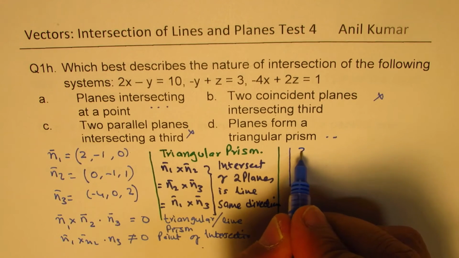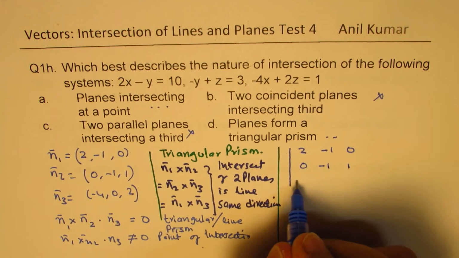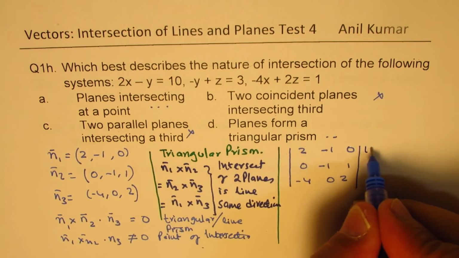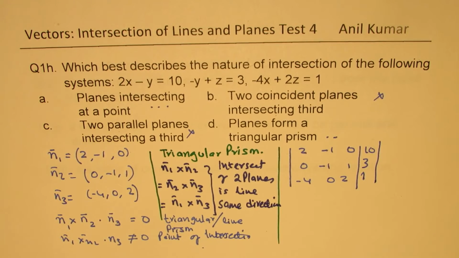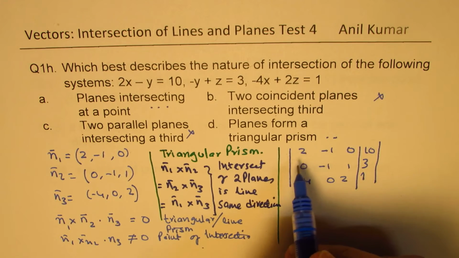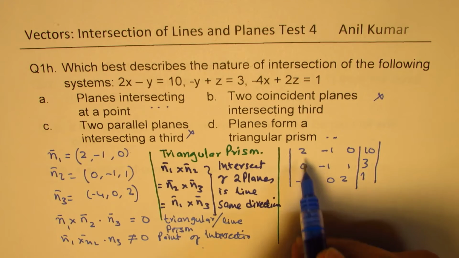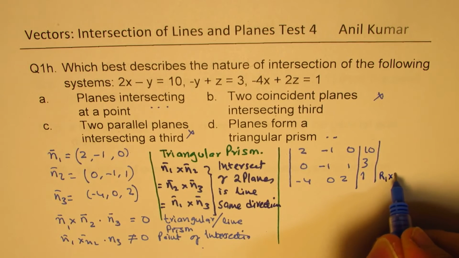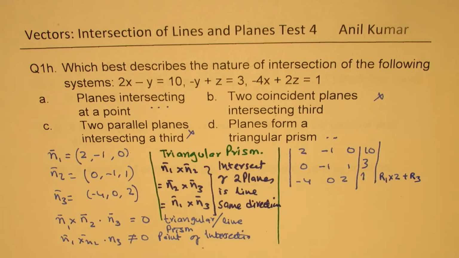So we have these two equations as 2 minus 1 0, and this is 0 minus 1 1. Here we have minus 4 0 2, right? And this equation is equal to 10. The other one is 3. The third one is 1, correct? Now if I have to make this 0, I have to multiply R1 by 2 and then add. Right, so I will do R1 times 2 and then add R3. This will become 0, right?